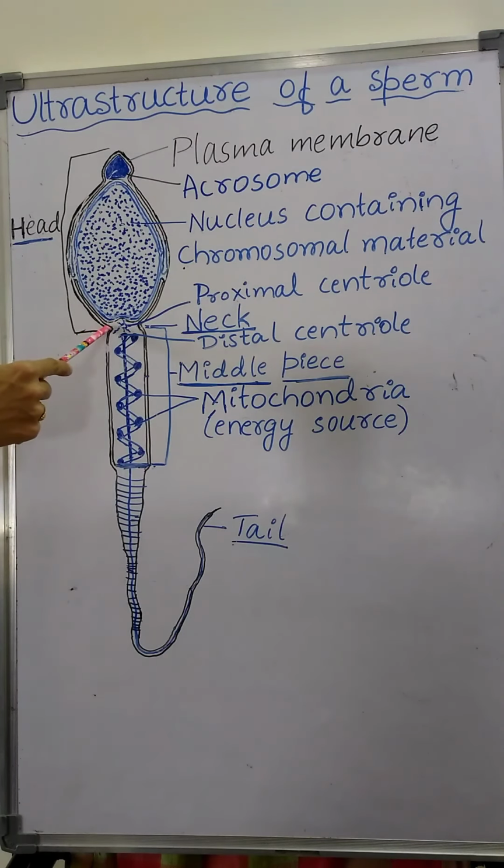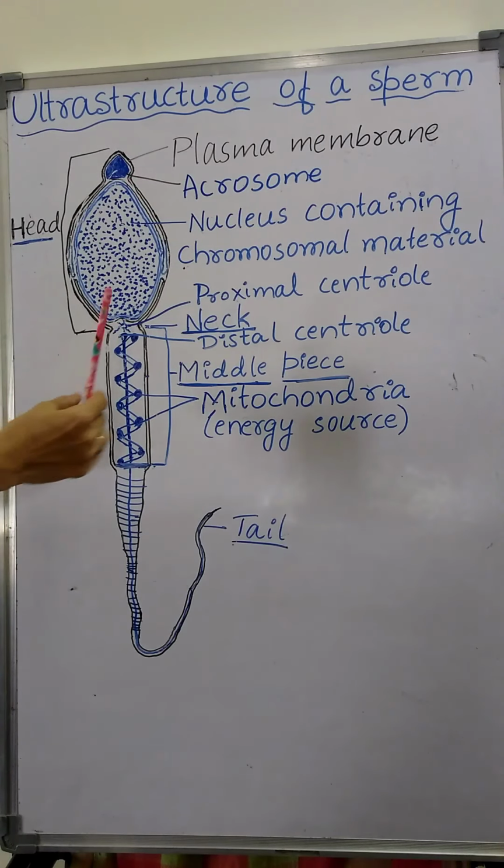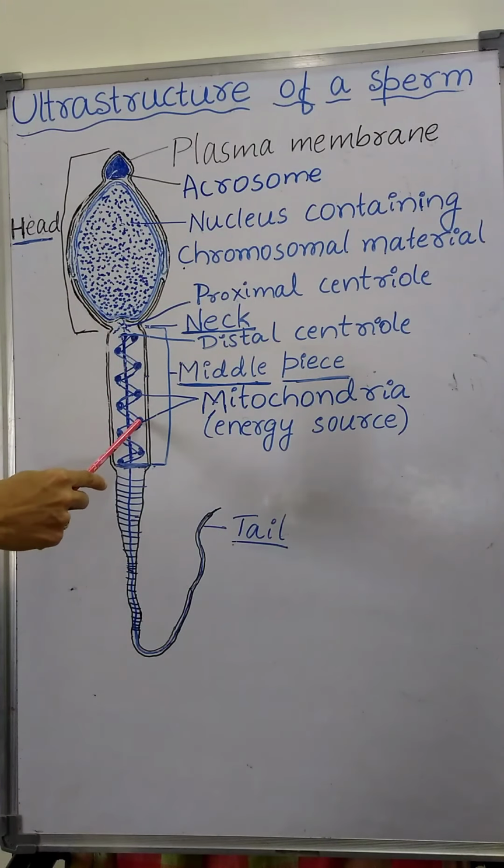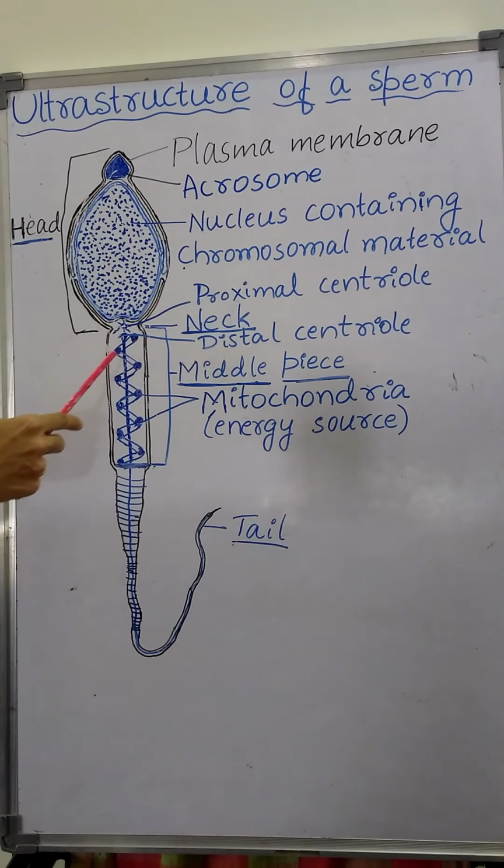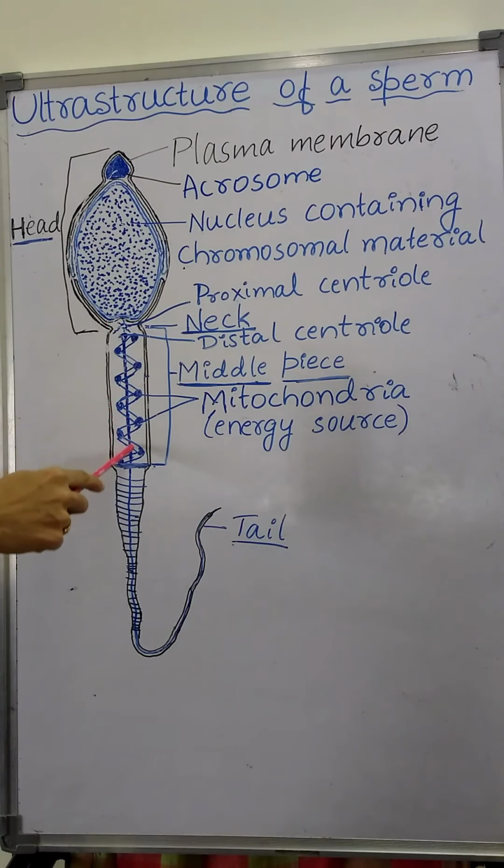Next to the neck, the middle piece is present. The middle piece is a broad region which contains numerous mitochondria. These mitochondria are spirally coiled around the central axoneme.